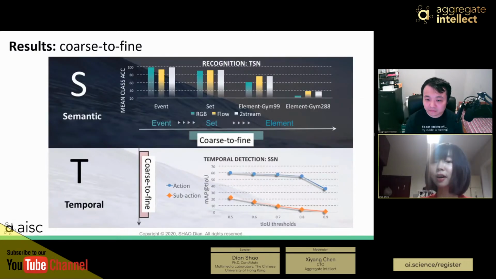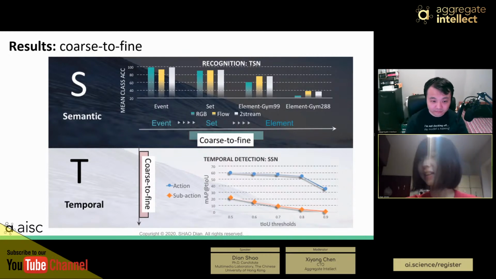Okay, thus we have done with the dataset part, and next I will introduce some empirical studies on FineGym. And I need to have a sip of water.